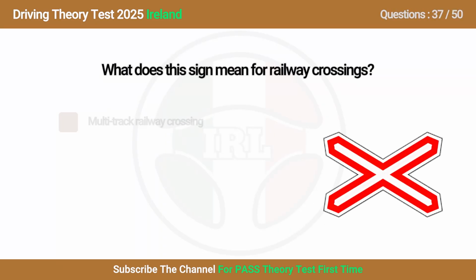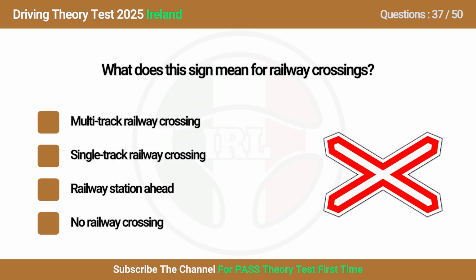Question 37. What does this sign mean for railway crossings? A. Railway crossing. B. Railway crossing. C. Railway station ahead. D. No railway crossing.